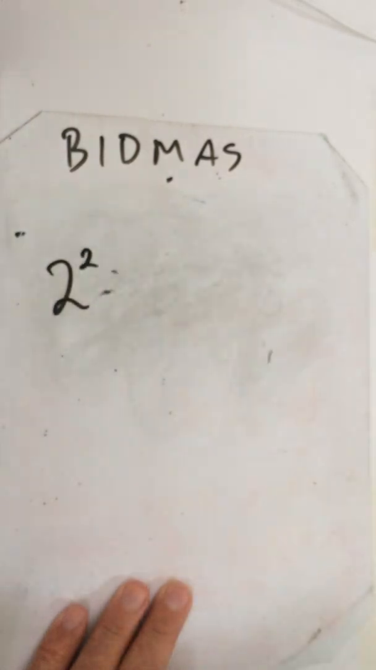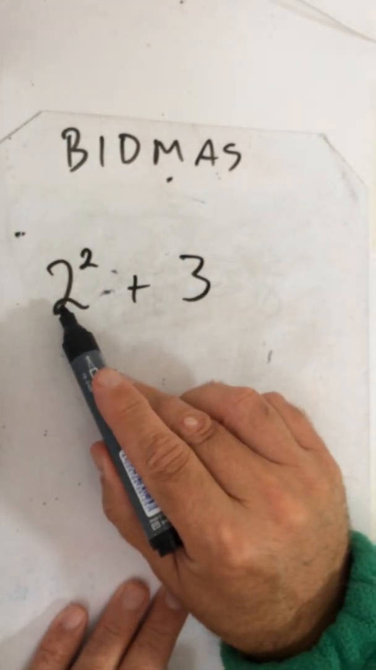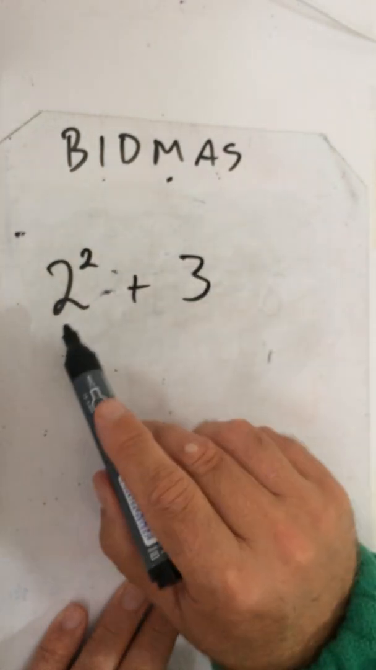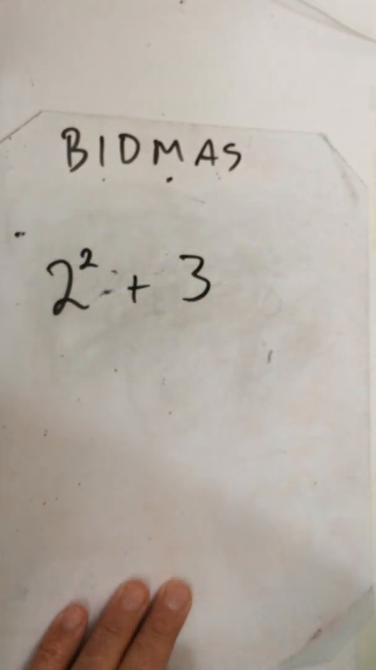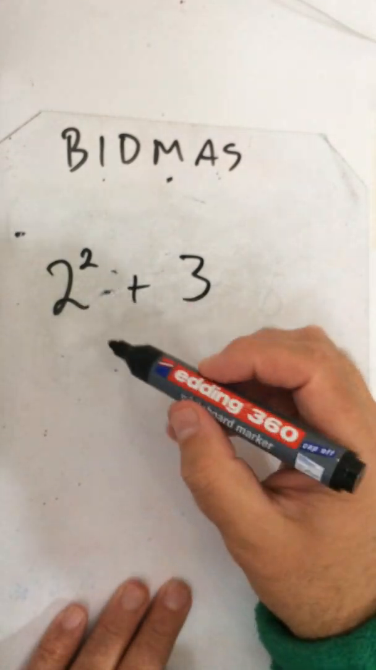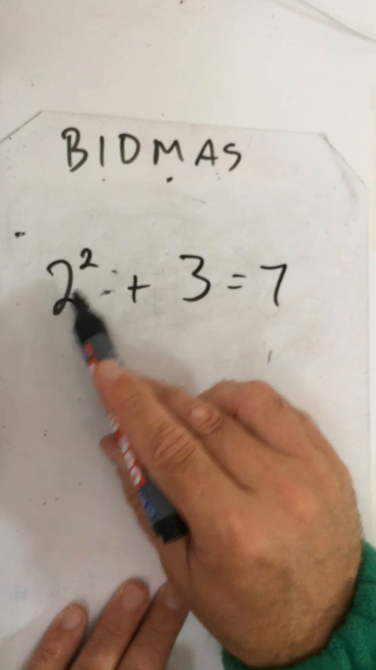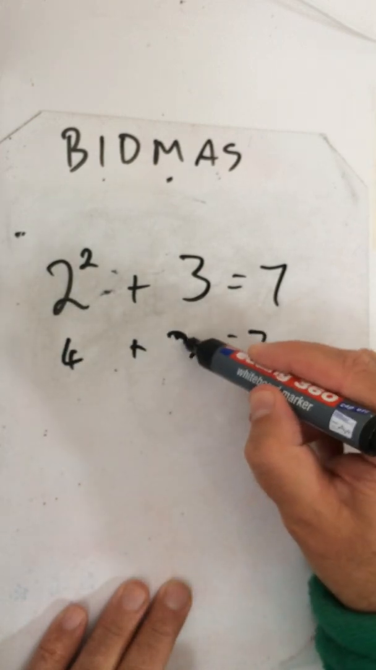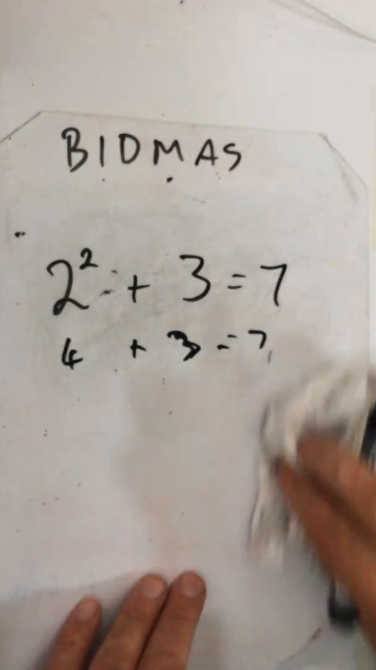2 squared plus 3. So 2 squared. BIDMAS tells me I have to do the indices first. Anything with a square number like that, I have to do first, unless there are brackets, then I have to do the brackets first. So 2 squared is 4. 4 plus 3, 7. Right, hopefully you've got the idea of those.